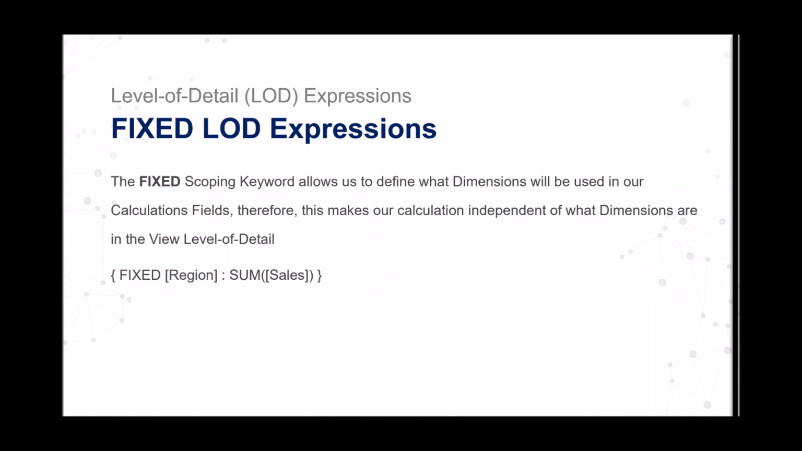This is what it looks like. We have our curly brackets that symbolize a level of detail expression. We have our scoping keyword, which is fixed. We have our dimension, which is region. Then we have our aggregation, which is sum of sales. However, let's explore this in Tableau.